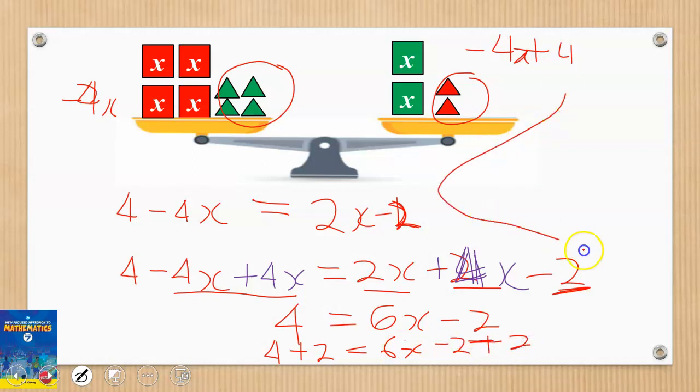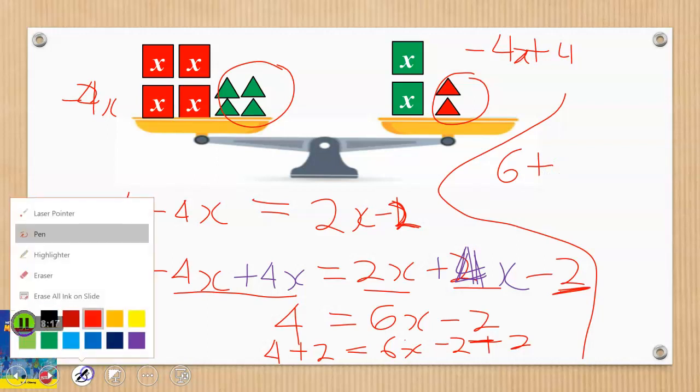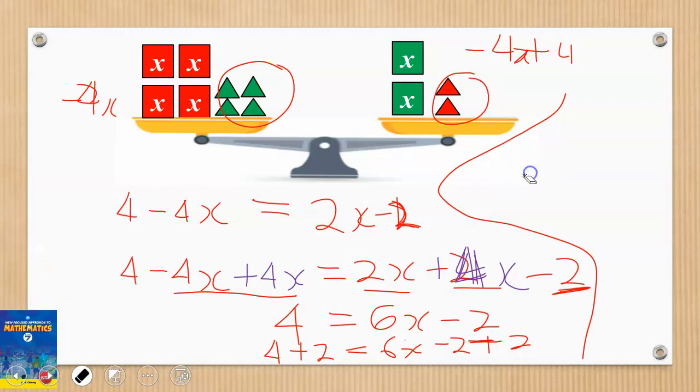And when you do that very well, we have 6 is equal to 6x, then this will cancel out, so we have 6x. Okay, and so 6x is equal to 6. And when we share 6 among the 6 ones, each x will take 1, and that becomes the answer to this very equation.